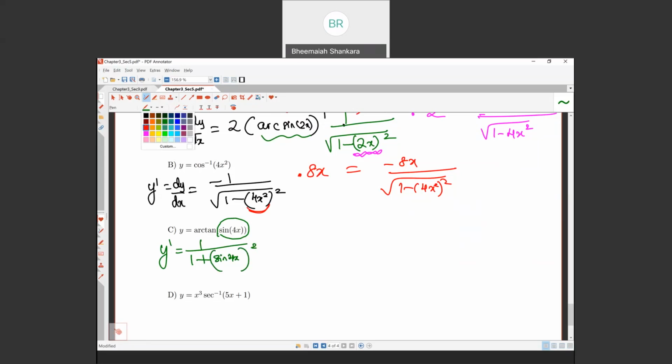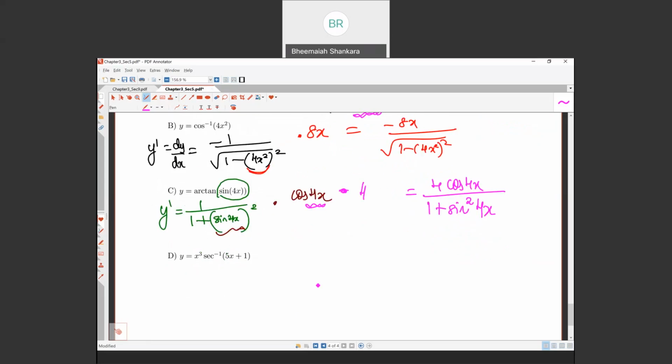Now you want to derive sine 4x. Derivative of sine 4x is cosine 4x. Now you want to derive the angle 4x. The derivative is 4. So we did a chain rule. Simplify. You have 4 cosine 4x divided by 1 plus sine squared of 4x. You can also write the square inside rather than outside, but it's understood that it's sine of the angle 4x times sine of the angle 4x.